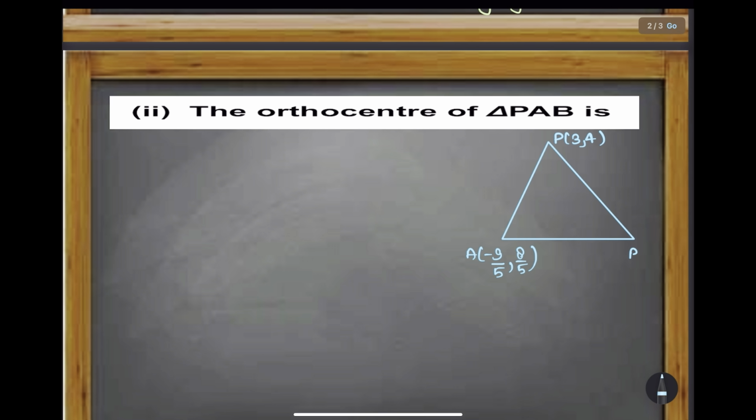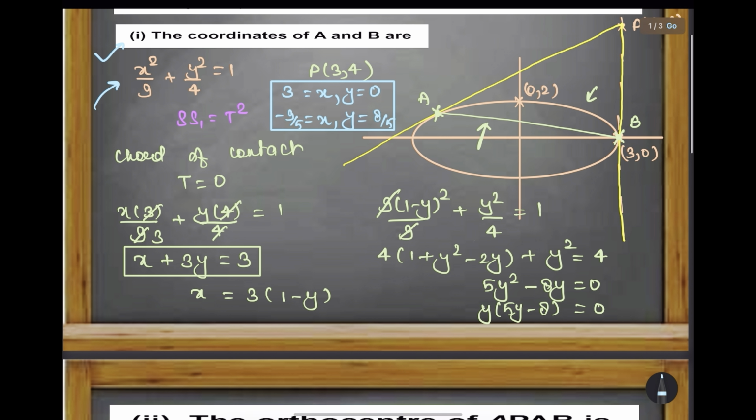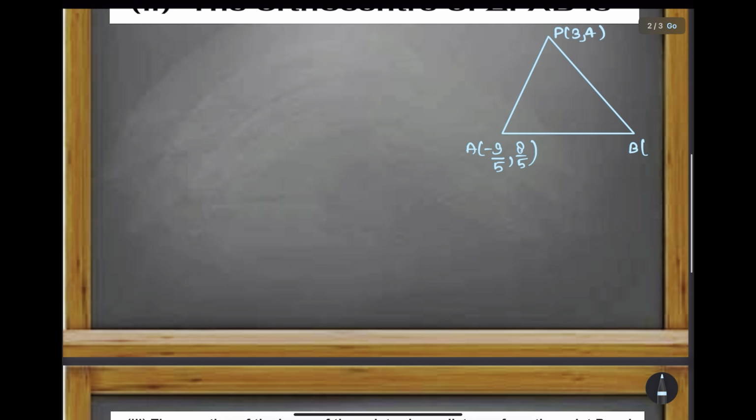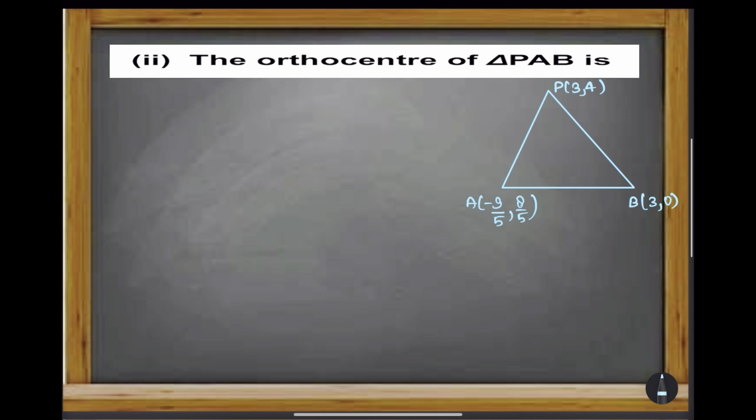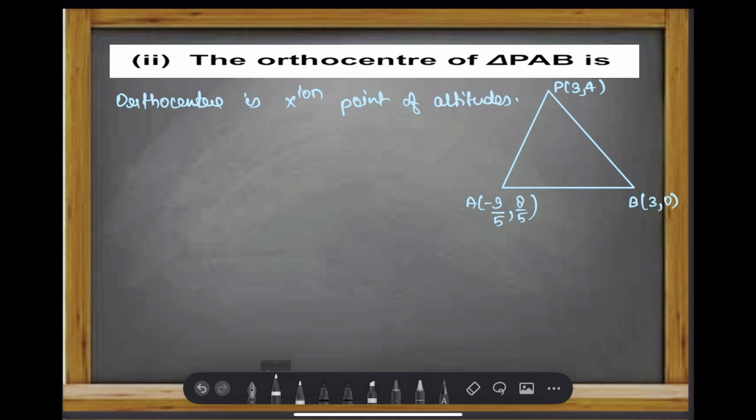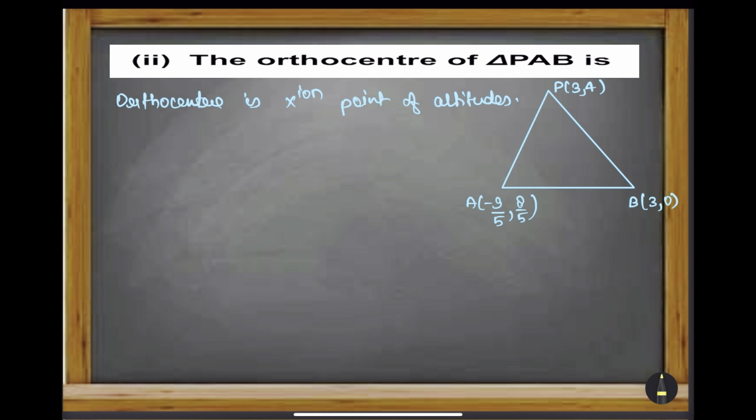Okay, and then we have B. Who is B? 3 comma 0. Now look at this. We have to find out the orthocenter. Now try to understand what is orthocenter. So orthocenter is the intersection point of altitudes. Correct? So we will drop two altitudes and we will try to find out its intersection point.